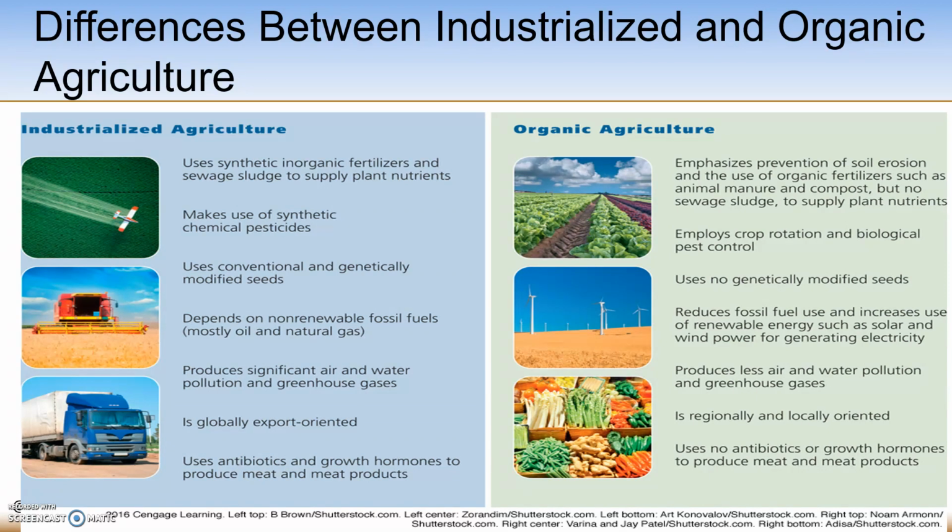So that's industrialized agriculture. Organic agriculture would focus on prevention of soil erosion and the use of organic fertilizers such as animal manure and compost, but no sewage sludge to provide nutrients to the plants. They also employ crop rotation and biological pest control, or integrated pest management, which relies on natural predators of the pests. Organic agriculture uses no genetically modified seeds, and it attempts to reduce fossil fuel use when available and increase the use of renewable energy such as solar or wind power to generate electricity for their farms. Organic agriculture focuses on sustainable farming in ways that reduce water pollution and air pollution, as well as greenhouse gases. Organic agriculture also focuses on local and regional farm produce markets as opposed to global exports, and they do not use any antibiotics or growth hormones to produce their meat.